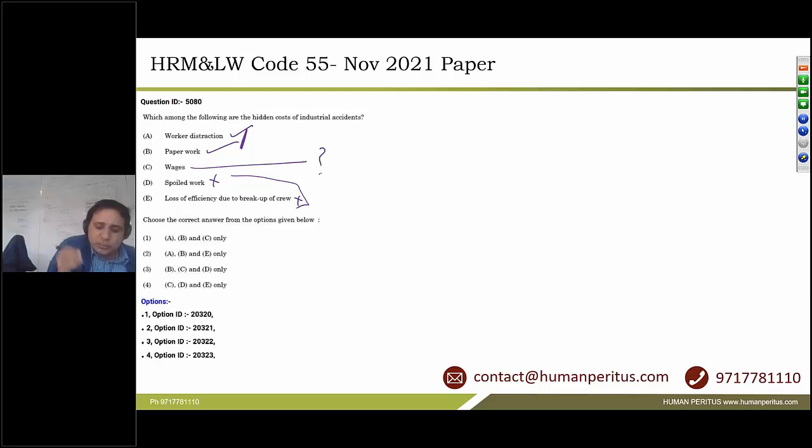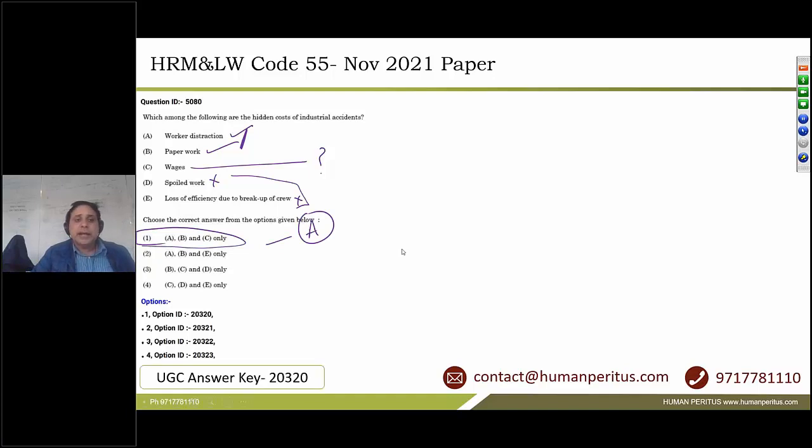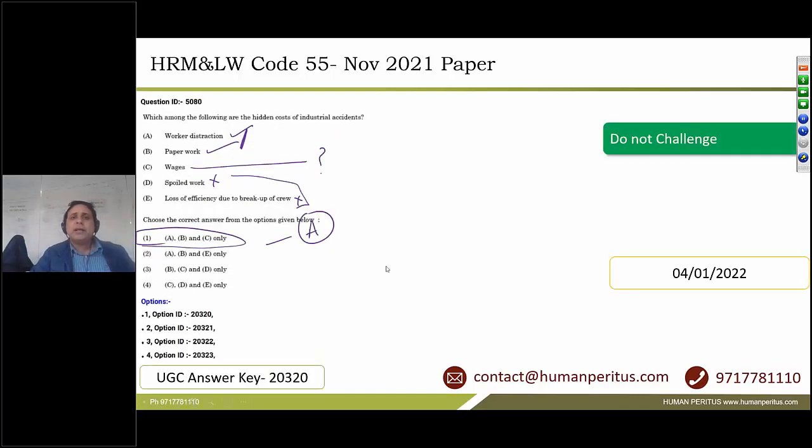Now, the only thing which is questionable is wages. Wages by itself can be direct also, and it can be hidden also, because of the impact of the industrial accident. So what do we advise? Anyway, A and B are there, and there is no option which shows only A and B. So C can also be considered to be correct. Therefore, the correct answer is A, which is also given by NTA, and therefore you should not challenge this question. Although it is a poorly framed question, mind it, NTA will not accept it. Don't waste your money. Do not challenge this question.